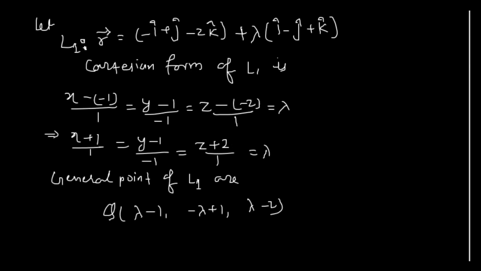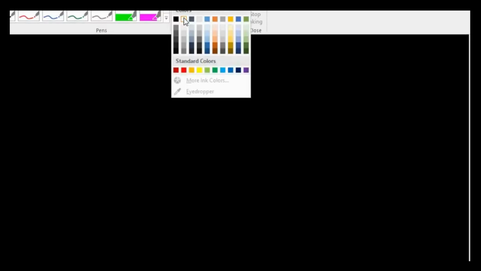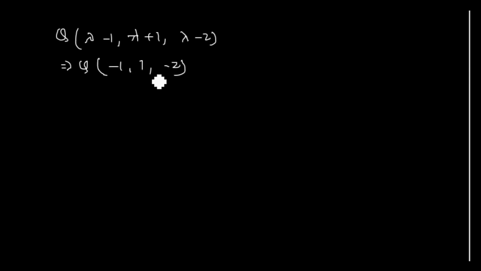And point Q is this one. So point Q is lambda minus 1, minus lambda plus 1, and lambda minus 2. What did we get for lambda? That is 0. So if you put lambda equal to 0, we get the point Q as minus 1, 1 and minus 2. And the point P that we found was 1/2, minus 1/2 and 1. So we'll find the distance PQ.